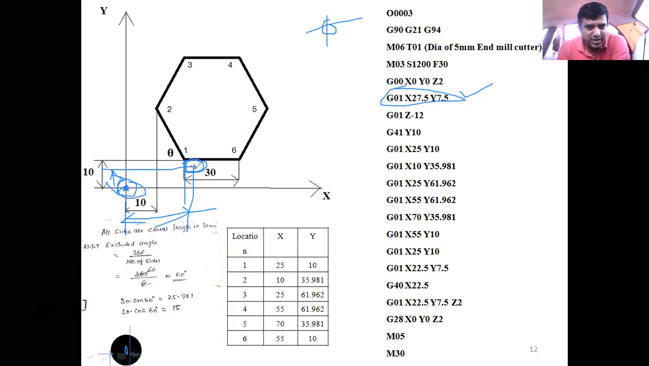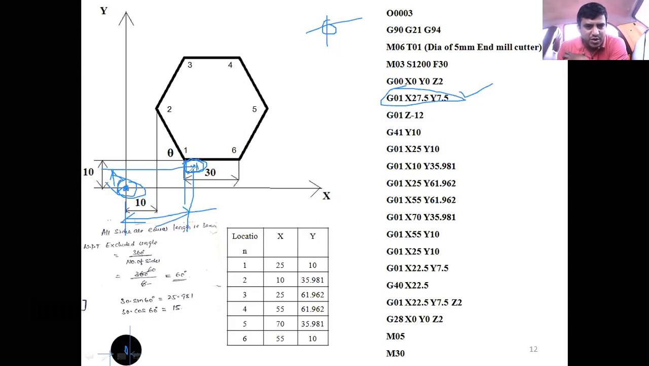Now move the cutter from the home position to the first position. Here we will not consider cutter radius compensation. Initially, when we write the program, we will not consider cutter radius compensation. For that, we have to consider the center of the cutter. The diameter of the cutter is 5 mm. What is the radius? 2.5, right? Now move the cutter from home to this location. I'll call this 1 dash. Move the cutter from home to 1 dash.